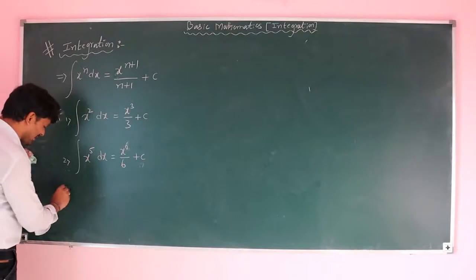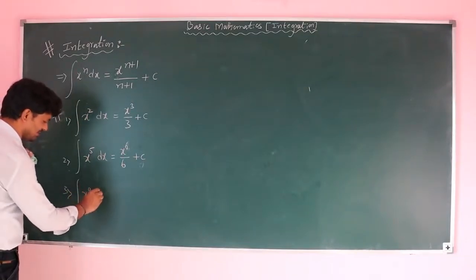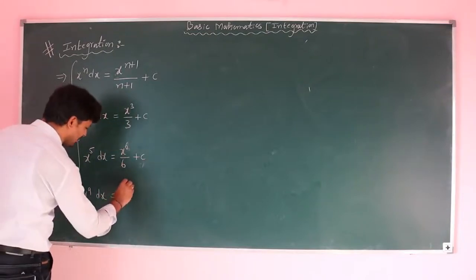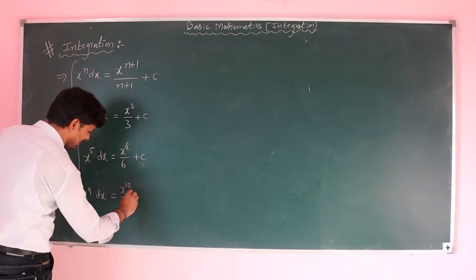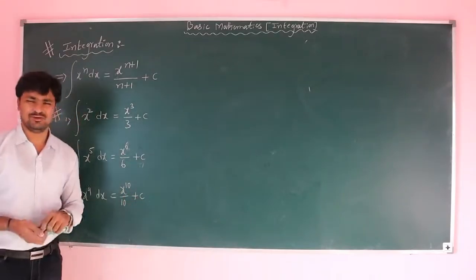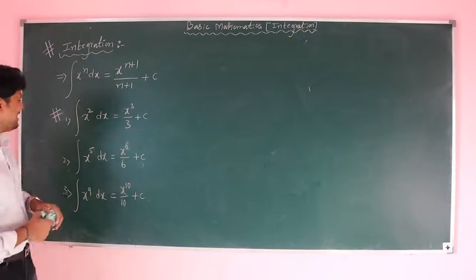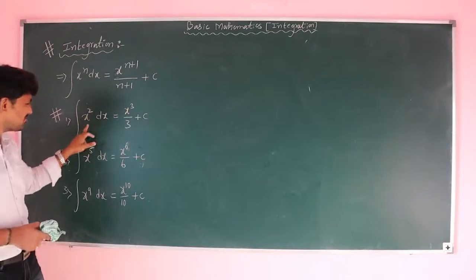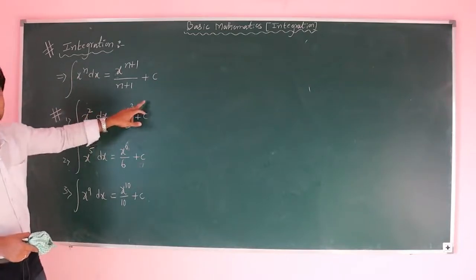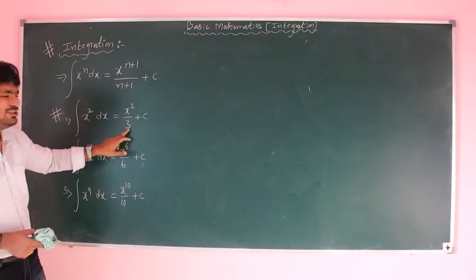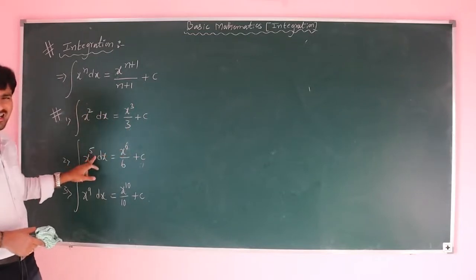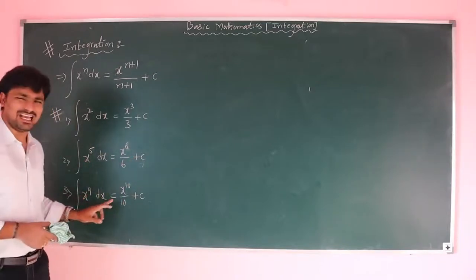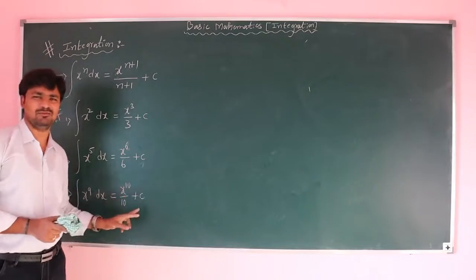Next, integral x power 9 dx. How much are you getting? x power 9 plus 1, which is x power 10, by 9 plus 1, 10, plus c. So it is very simple: integral x power n dx is x power n plus 1 by n plus 1. For x square, it is x cube by 3; for x power 5, x power 6 by 6; for x power 9, x power 10 by 10.